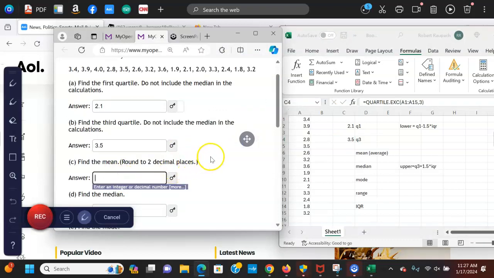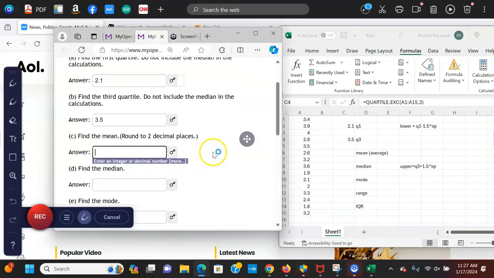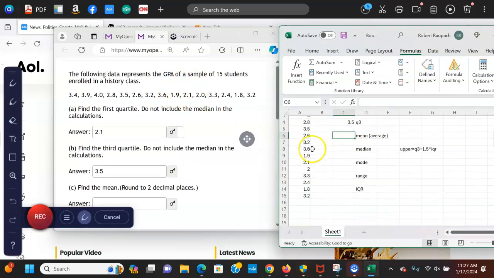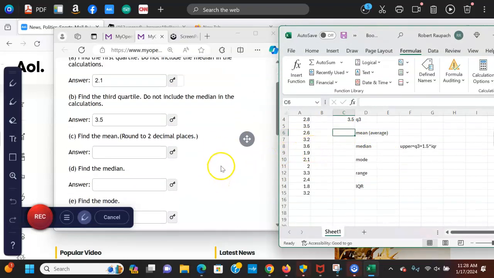The mean is different than the median. Okay, just to be clear, the mean is the same thing as average. You add up all the data and divide by, in this case, 15. You can do that by hand if you want, but it's a lot quicker and easier. You got Excel out, you got the data there.